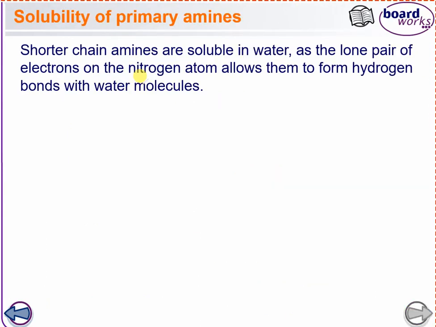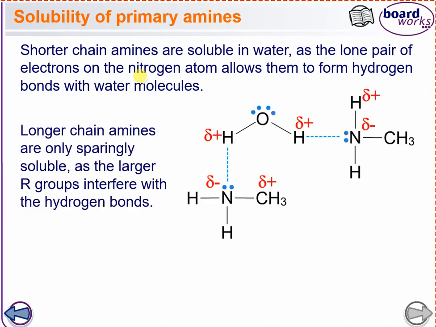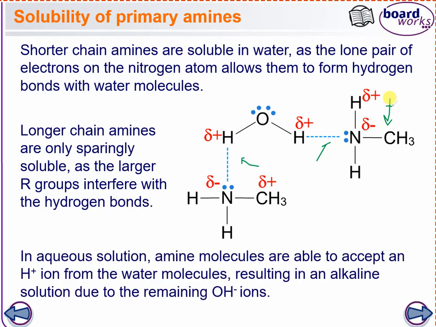So some properties now of these. Shorter chain amines are soluble in water, as the lone pair of electrons on the nitrogen atom allows them to form hydrogen bonds with water molecules. The longer the amine chains are, the more sparingly soluble they are. You can see the blue dotted lines here are representing the hydrogen bonds. And you can see these molecules have dipoles, so we are talking about a polar molecule. That's why they're able to dissolve in water. In aqueous solution, amine molecules are able to accept an H+ from the water molecule, resulting in an alkaline solution due to the remaining OH.